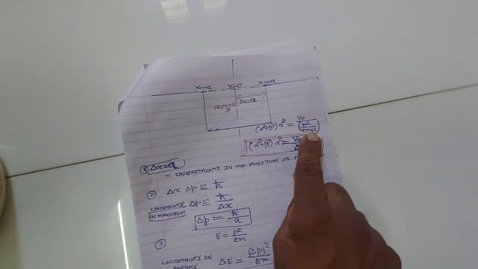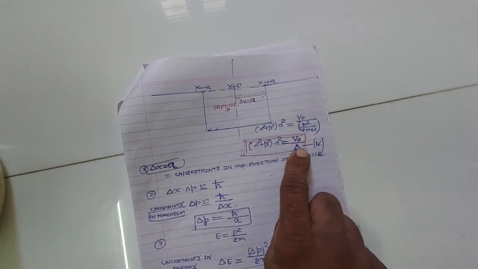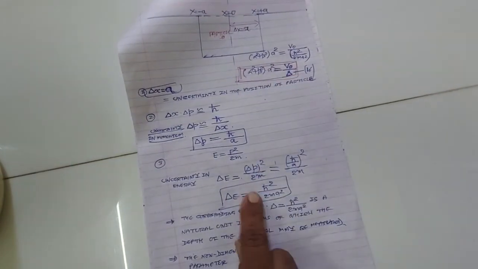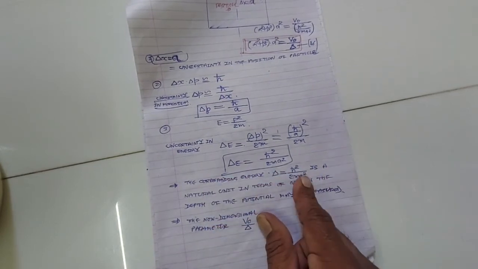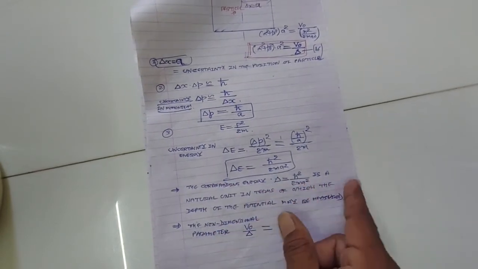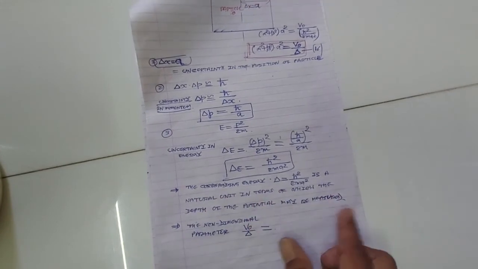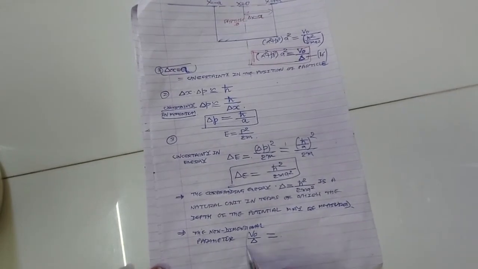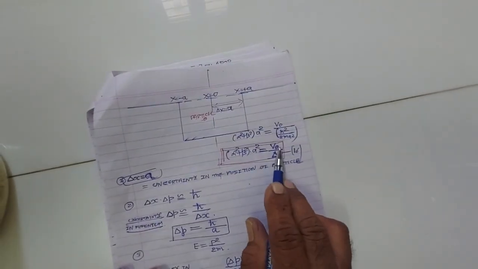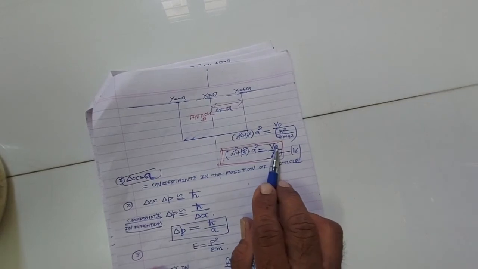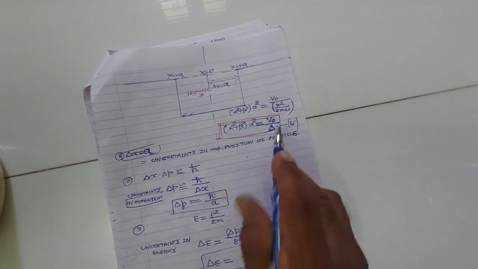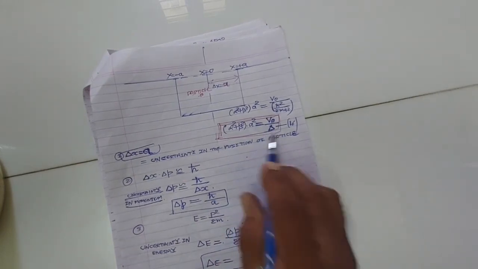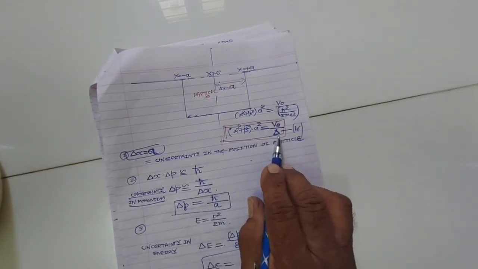So this h cross square upon 2m a square, which we have defined by delta, is nothing but the uncertainty in the energy of the particle. So the corresponding energy delta is equal to h cross square upon 2m a square, a natural unit in terms of which the depth of the potential may be measured. That is, V0 upon delta. So what is V0? Yes, the potential energy of the particle. Its unit is joule. What is delta? The uncertainty in energy. So V0 is also energy, delta is also energy, so energy upon energy means dimensionless.